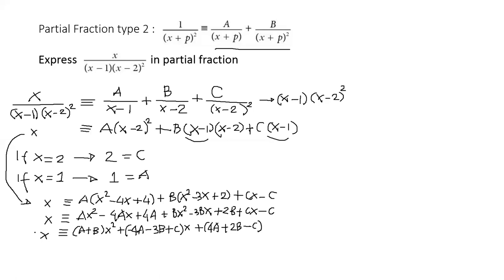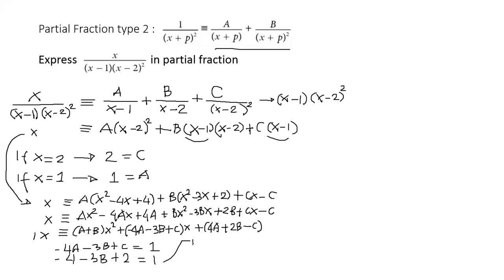Now pay attention to this. The x coefficient, of course, is 1 here. It means negative 4a minus 3b plus c equals 1. Okay, c equals 2, a equals 1. So it means negative 4 minus 3b plus 2 equals 1.